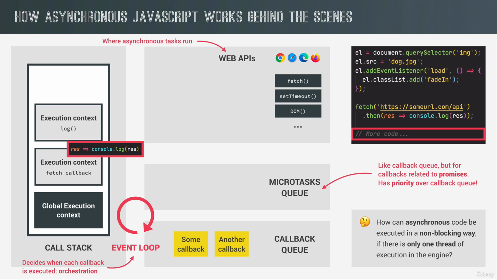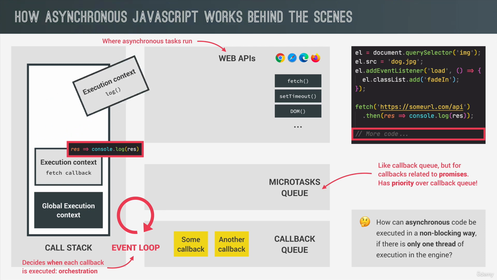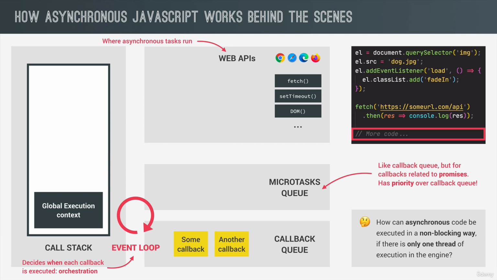But anyway, as you can hopefully see, the idea of running asynchronous code with regular callbacks and with microtasks coming from promises is very similar. The only difference is that they go into different queues and that the event loop gives microtasks priority over regular callbacks. Alright, and that's finally it. That's all you need to know about how asynchronous JavaScript really works behind the scenes.